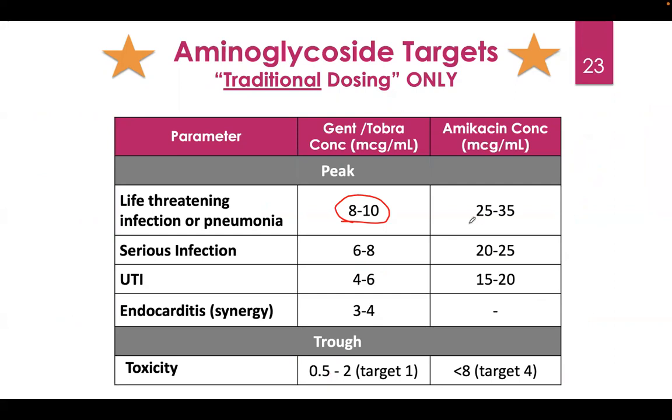They have very, very high creatinine clearances. And then if it's amikacin, it's just going to be 25 to 35. Serious infections in general are more 6 to 8. And then UTIs, just 4 to 6. And endocarditis synergy, this is going to be with gentamicin. There you go, right there. But on my troughs, they're 0.5 to 2. I like to target 1, and I'll base my pharmacokinetic adjustments off that.